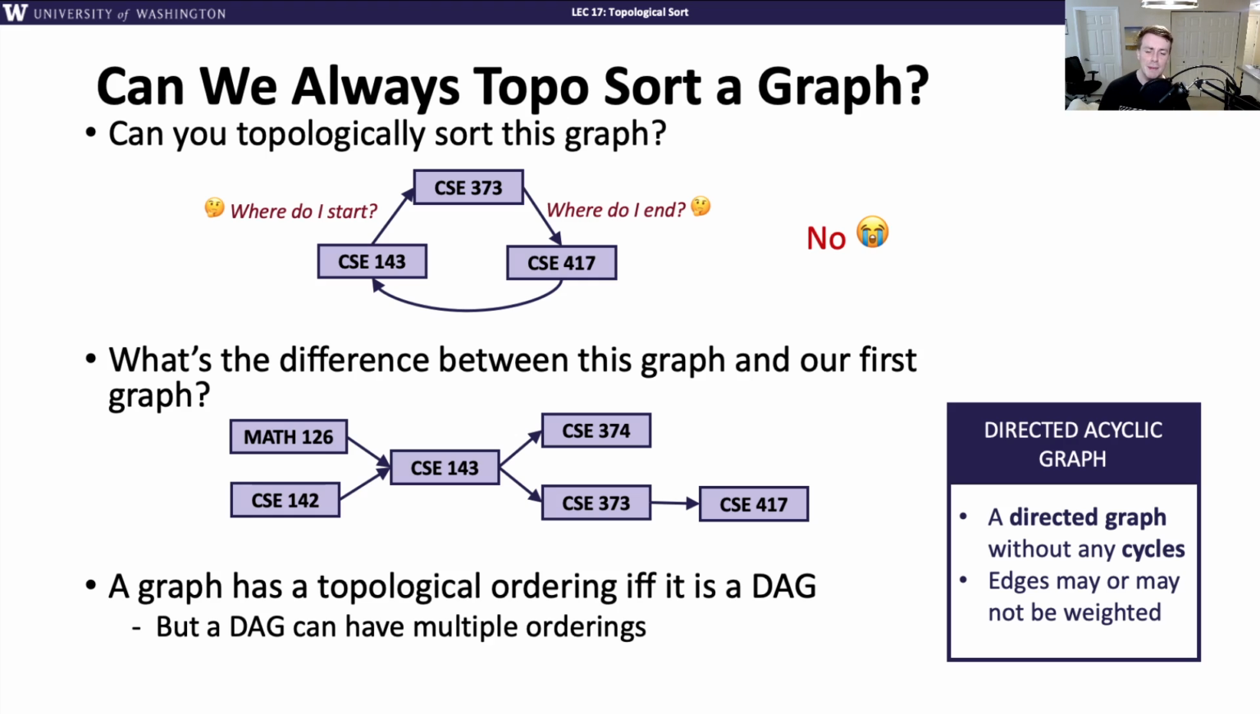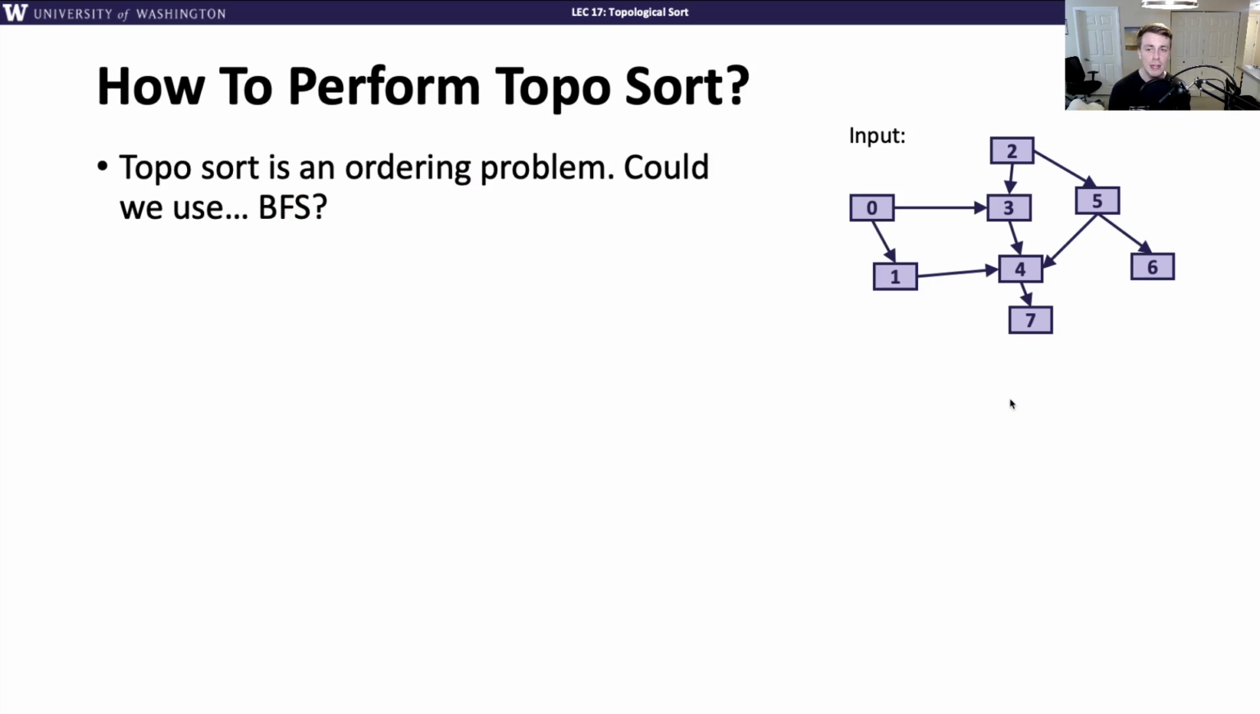One thing I want to quickly mention is that the edges may or may not be weighted, but topo sort doesn't care about that. It only cares about ordering based off the direction of the arrows. It does not care about edge labels. Now the question is, how can we actually perform this topo sort? How can I actually go through, given a graph, and figure out this topological ordering?